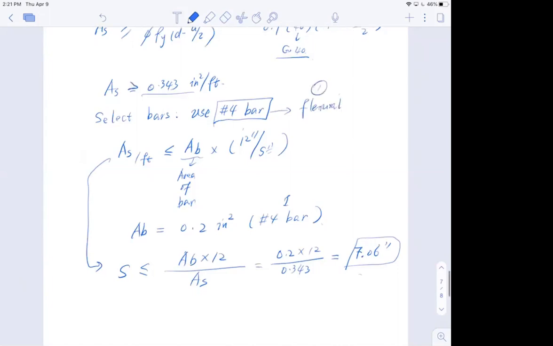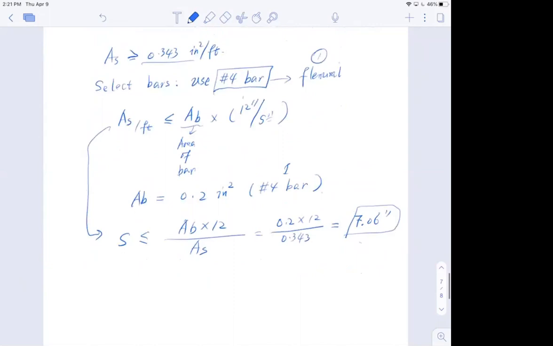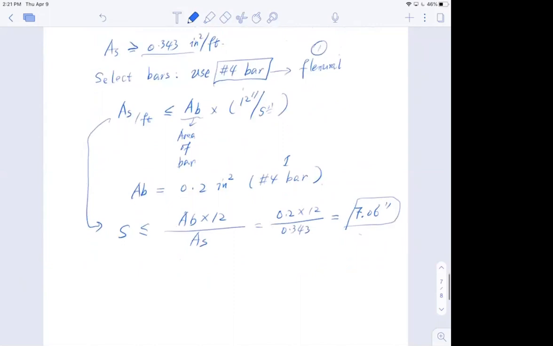Still in category 1. Okay, so with this information, I'm going to say we're going to use number 4 bar at a spacing of 6 inches, because 6 inches is smaller than the maximum spacing. Right now, just to make sure, I want to compute what is actually my As per foot in this case.